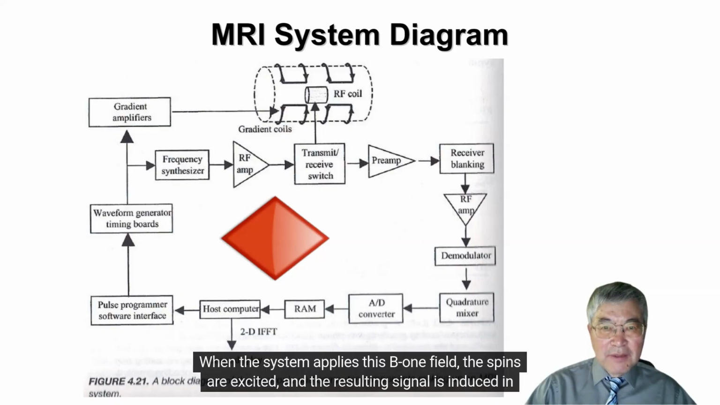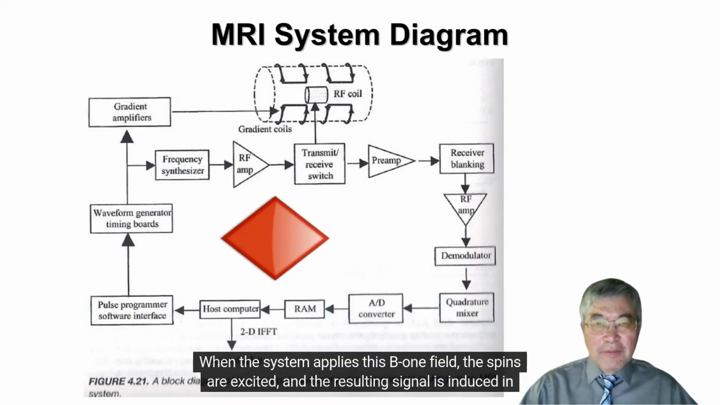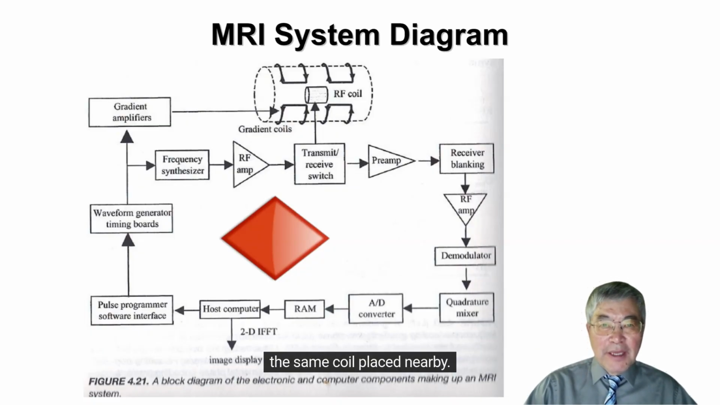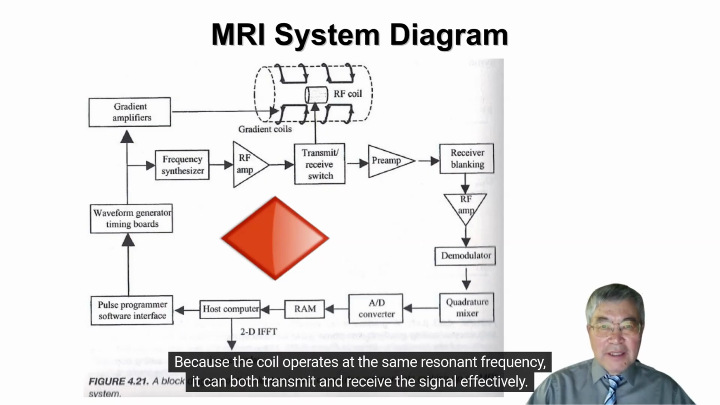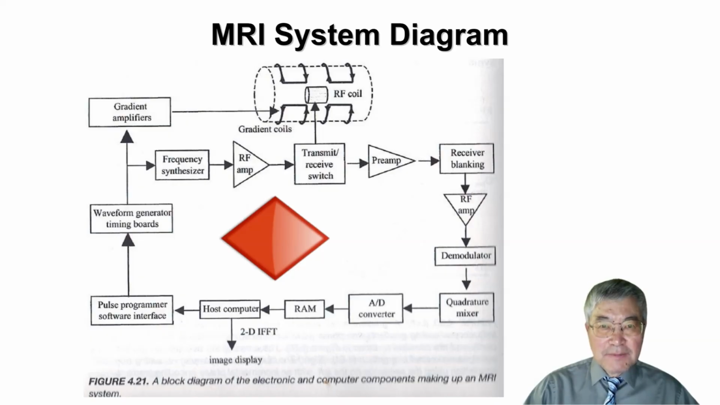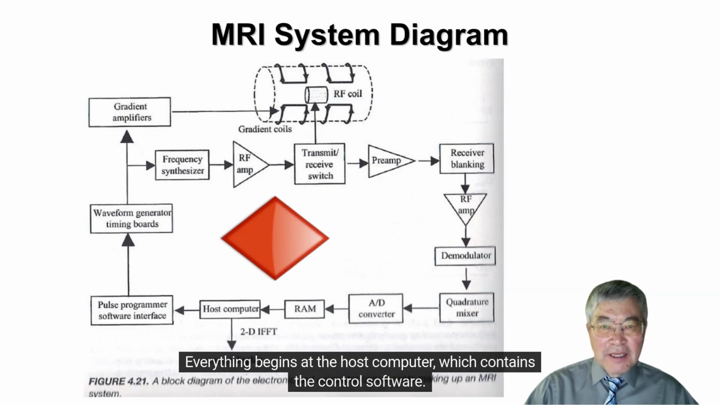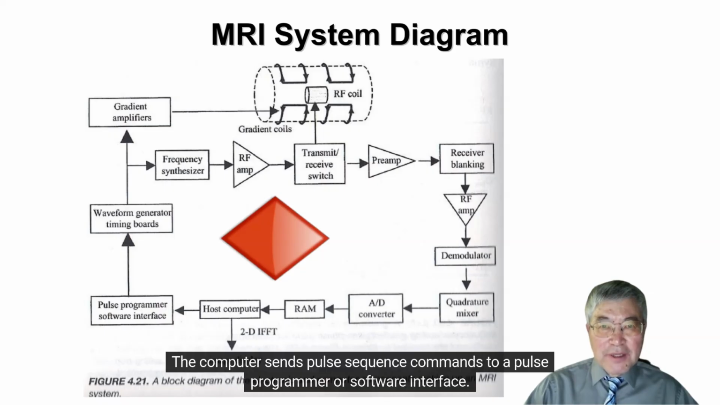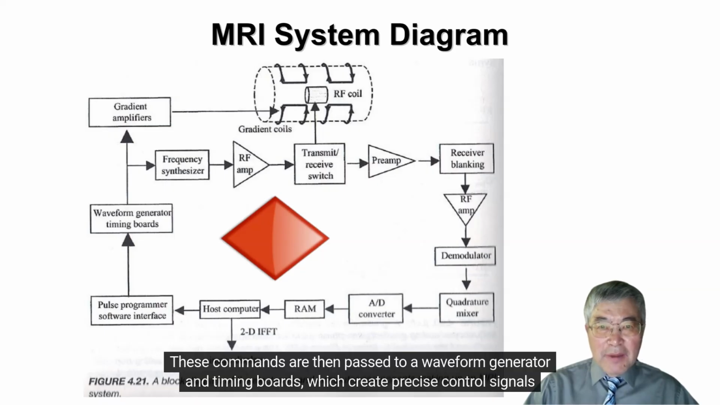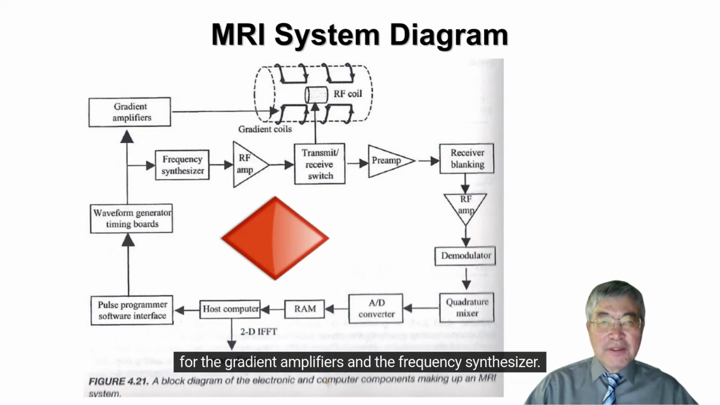When the system applies this B1 field, the spins are excited and the resulting signal is induced in the same coil placed nearby. Because the coil operates at the same resonant frequency, it can both transmit and receive the signal effectively. Now let's trace the signal path through the system. Everything begins at the host computer, which contains the control software. The computer sends pulse sequence commands to a pulse programmer or software interface. These commands are then passed to a waveform generator and timing boards, which create precise control signals for the gradient amplifiers and the frequency synthesizer.